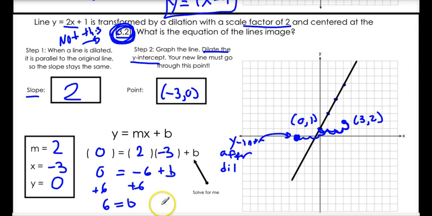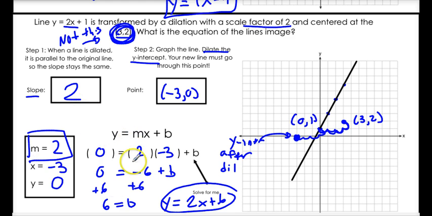Write our final equation. Sorry, I'm rushing here. y equals 2x plus 6. And I just got that from here, our slope and our y-intercept. And that's how it's done, guys. Remember, dilate the y-intercept, and that's the point it goes through.